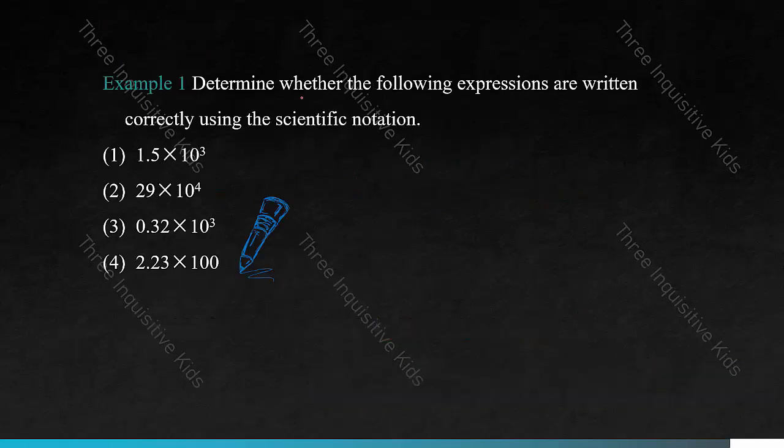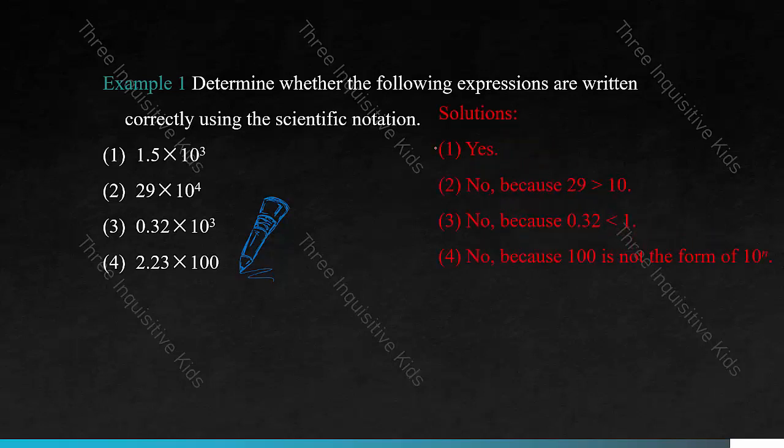Example 1. Determine whether the following expressions are written correctly using the scientific notation. The first expression is 1.5 times 10 cubed, and that is correct. The second expression is 29 times 10 to the fourth power. And this is actually not written correctly. Whenever you are writing the scientific notation, there can't be any tens or hundreds places. The biggest place is always the ones place.